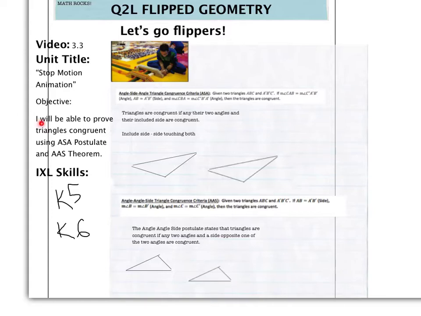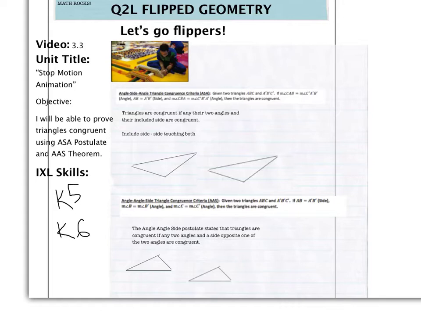Our objective is I will be able to prove triangles congruent using the ASA, angle side angle postulate, and the AAS theorem, angle angle side theorem. Our IXL skills are K5 and K6, so make sure you're getting them done because this is a very hard unit on proofs.